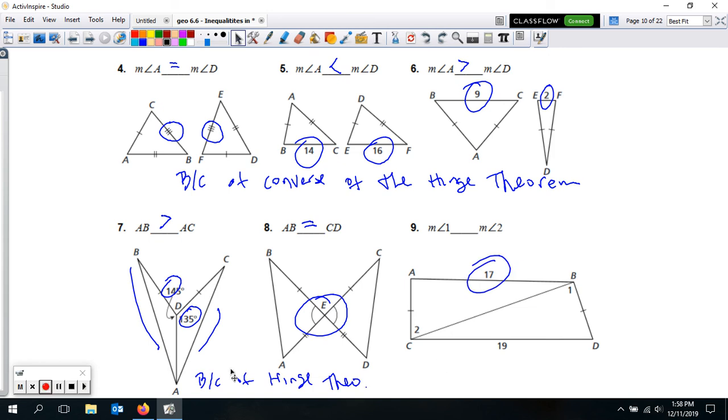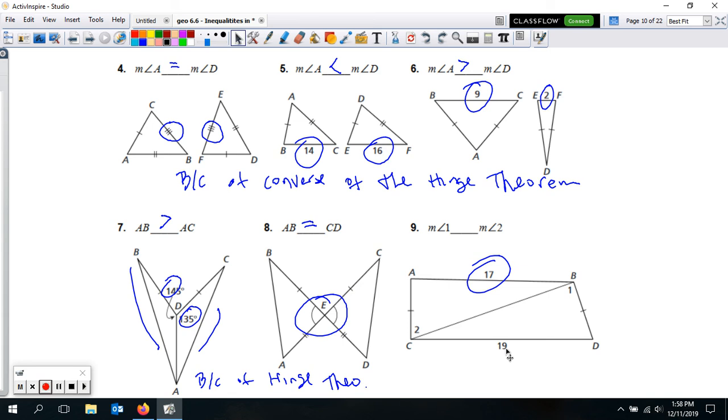And actually, before I do that, let's go back here. The reason why you want to also include this, because of Hinge theorem on this one, is because we started with angles and we were asking about sides. We were starting with angles and asked about sides on 8, so you can put because of Hinge theorem on that one.